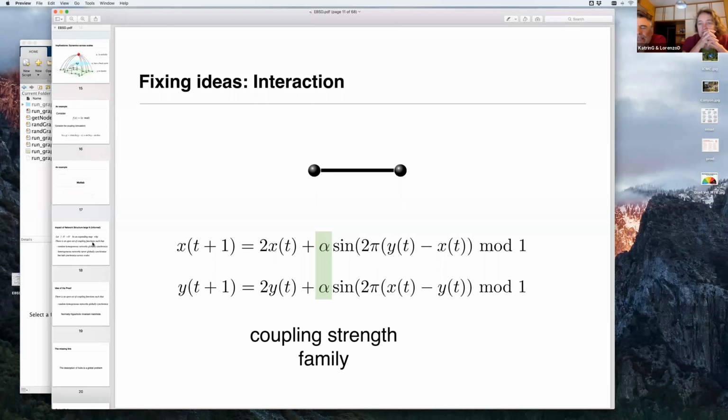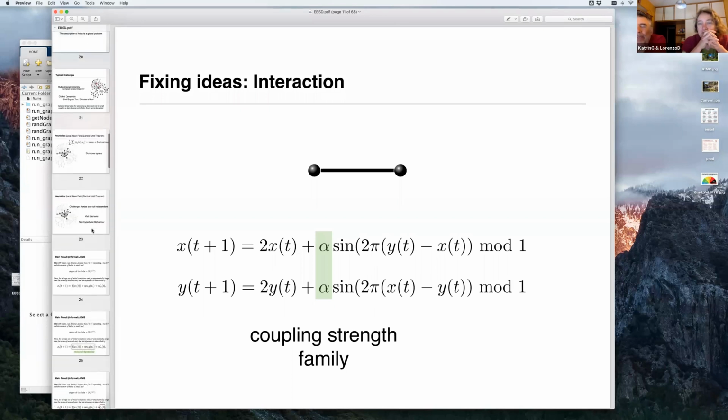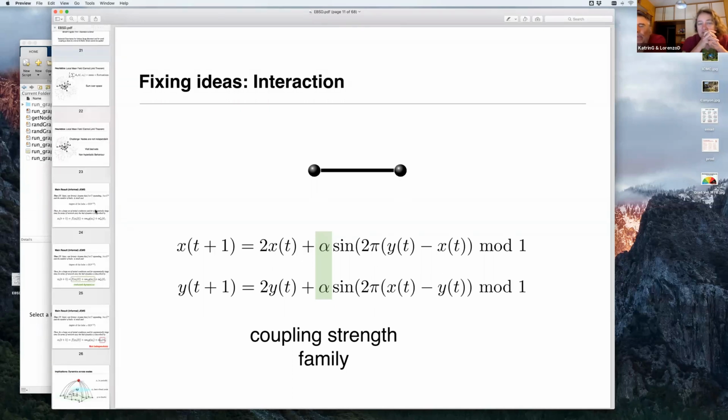I'm sorry, Tiago, excuse me again. When you have synchronization, do you have some rate of synchronization? You have that the orbits synchronize, but then you simply say that the distance is bounded? No, I say the distance goes to 0. The distance between x and y goes to 0. And then what is the velocity of this convergence?